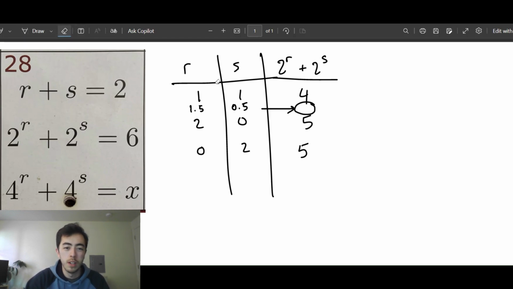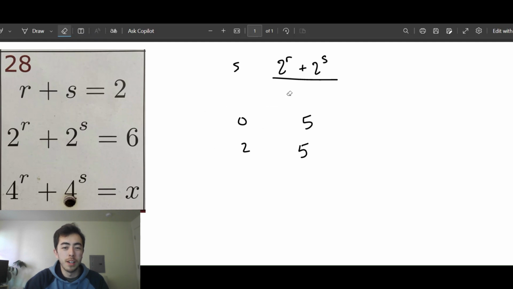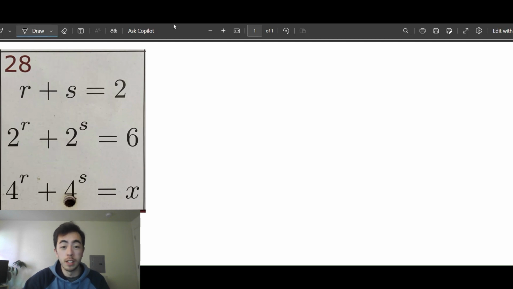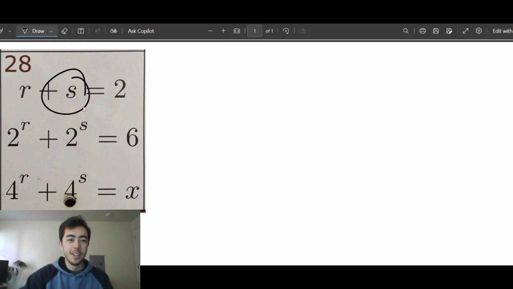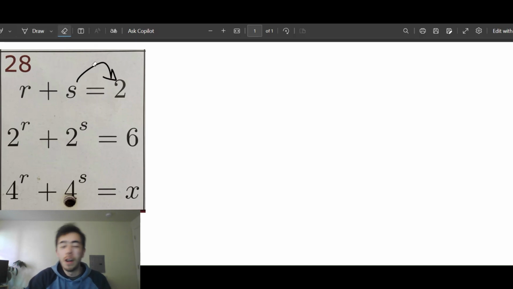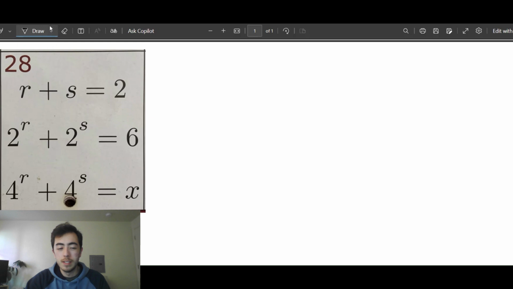I'm not entirely sure, but it looks like I'm not going to get some nice, easy whole number solutions for r and s. If I tried negative numbers, I could say r is 3, s is negative 1. But then I get 8, because 2 cubed is 8, and then plus a 1/2. And so now I'm overshooting that 6. So maybe r is 2 point something, and then s is whatever the necessary decimal to bring it back to 2. I don't think I'll actually be able to directly solve for s.